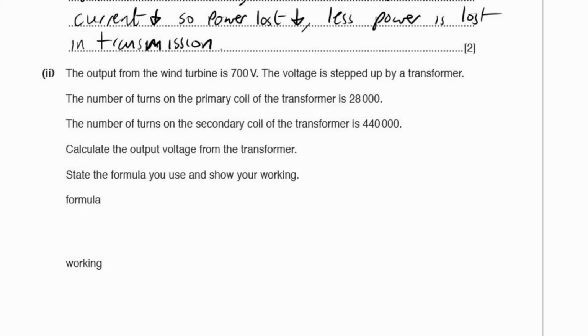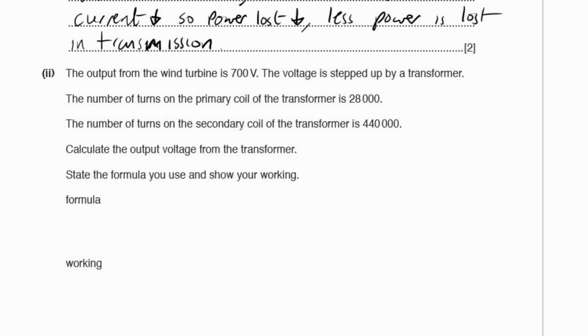The output from the wind turbine is 700 volts. The voltage is stepped up by a transformer. The number of turns on the primary coil of the transformer is 28,000. The number of turns on the secondary coil of the transformer is 440,000. Calculate the output voltage from the transformer. State the formula and show your working.